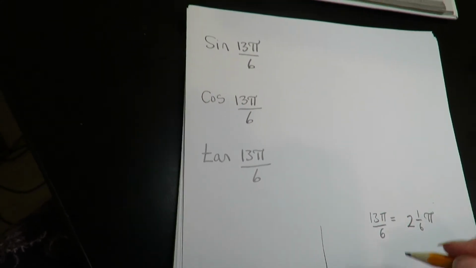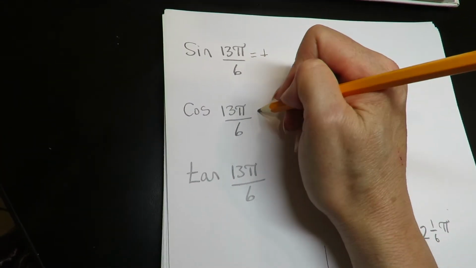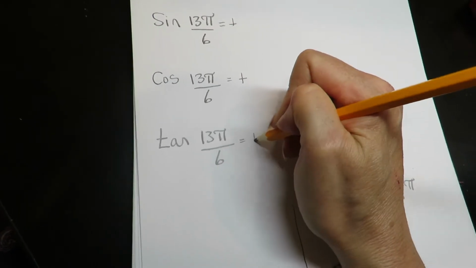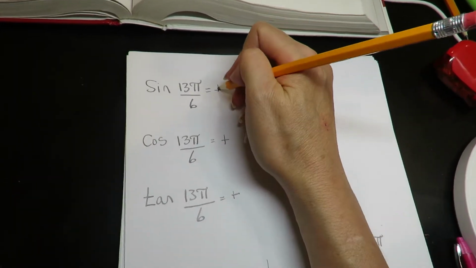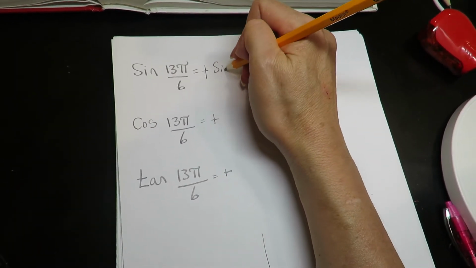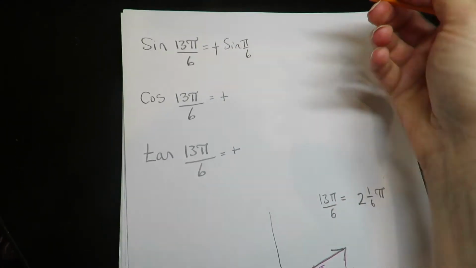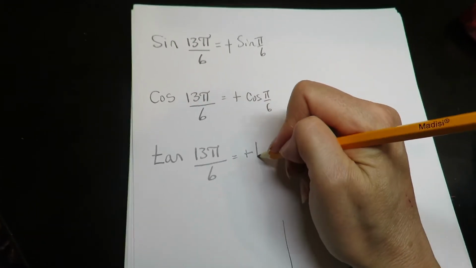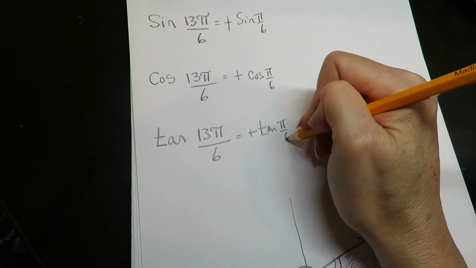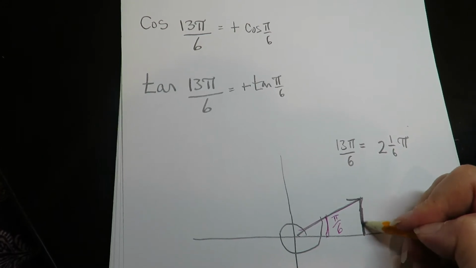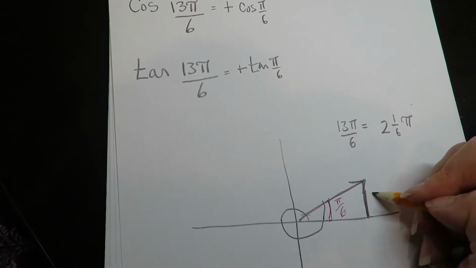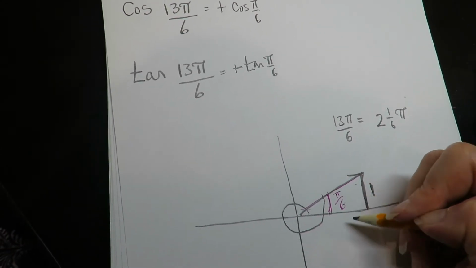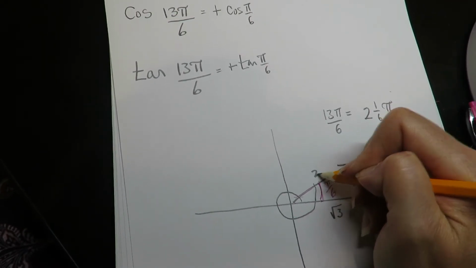All right, now we're in quadrant 1, which means in quadrant 1, they're all going to be positive. So it's positive, and then the reference angle. And again, you have to memorize your triangles. If you're across from 30 degrees, it's 1. If you're across from 60 degrees, it's radical 3, and the other sides are 2.